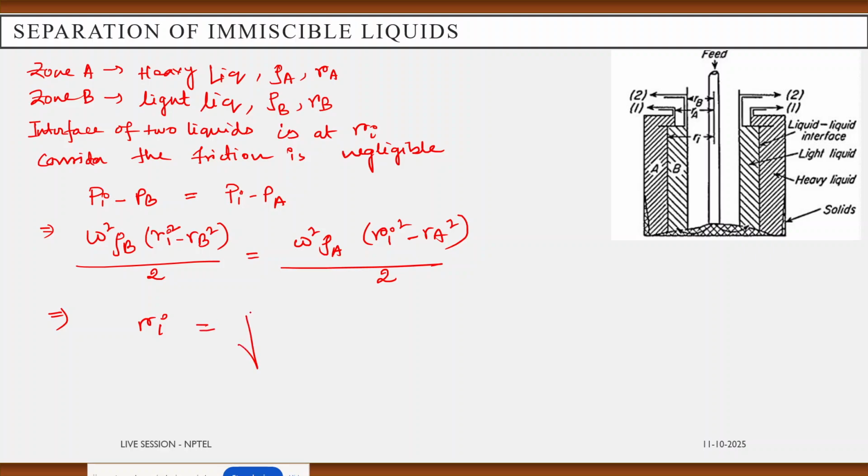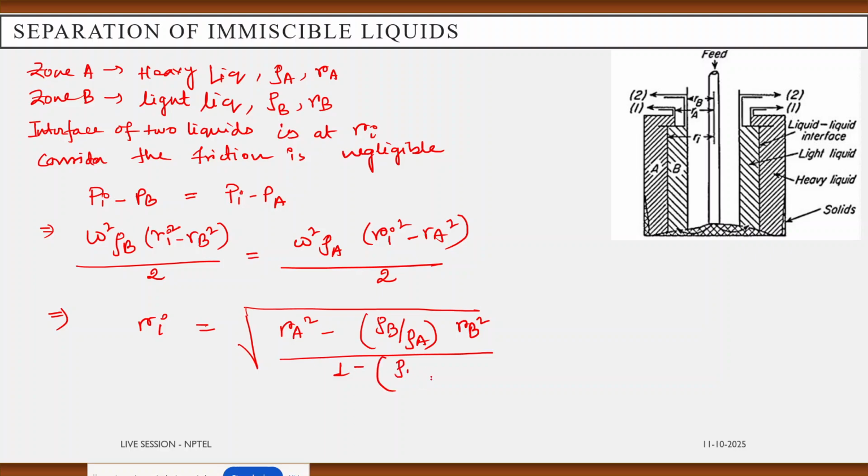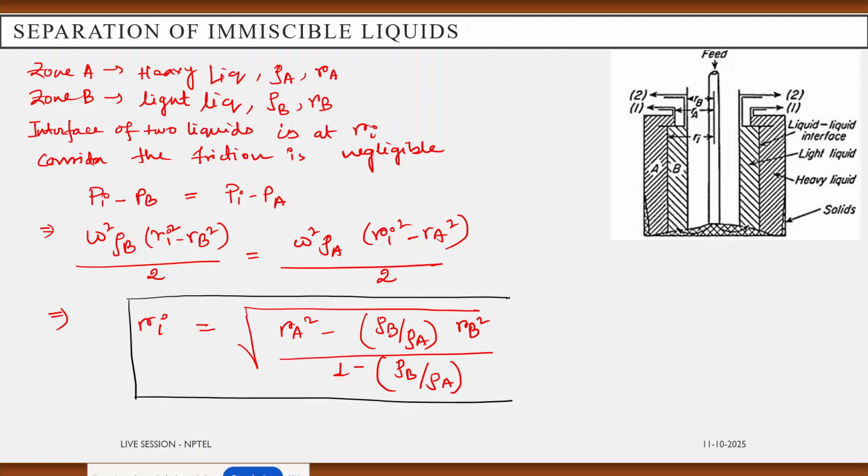When we solve this, we get the equation for Ri square equal to Rb square divided by 1 minus rho B by rho A. So this one is your equation for finding the radius of the neutral zone.